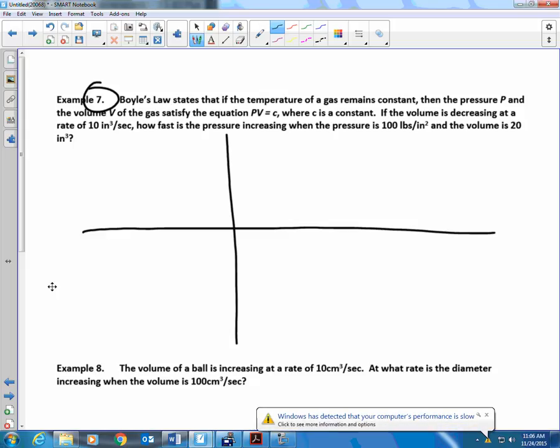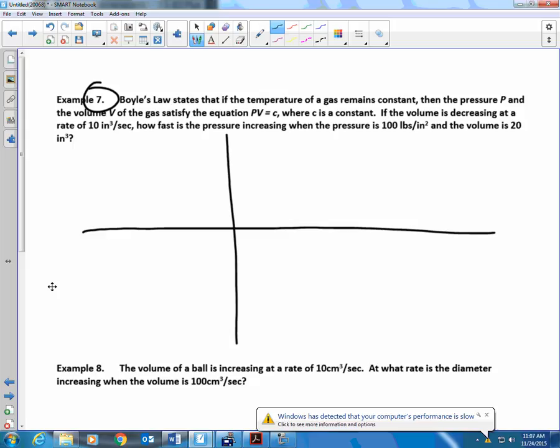Boyle's law states that if the temperature of a gas remains constant, then the pressure P and the volume V of the gas satisfy the equation PV is equal to C, where C is a constant. Volume is decreasing at a rate of 10 cubic inches per second. How fast is the pressure increasing when the pressure is 100 pounds per inches squared and the volume is 20 inches cubed? Do you know what's going on? Do you understand the principle of Boyle's law?